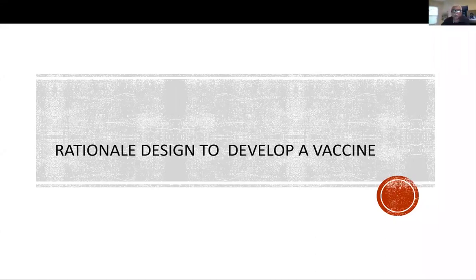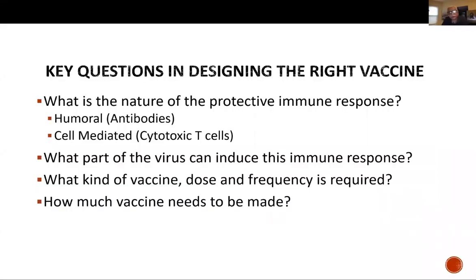And let's look at how the vaccine is developed. So what is the question that we are asking for the vaccine? What is the nature of the protective immune response? Is it humoral immune response or cell-mediated immune response? What part of the virus can induce the immune response? What kind of vaccine do we need? How frequently do we have to give the vaccine? How much dose do we have to give the vaccine? We have to study all of this. And how much vaccine needs to be made?